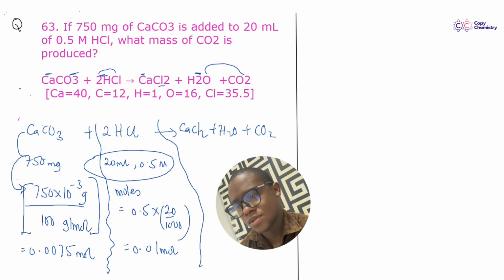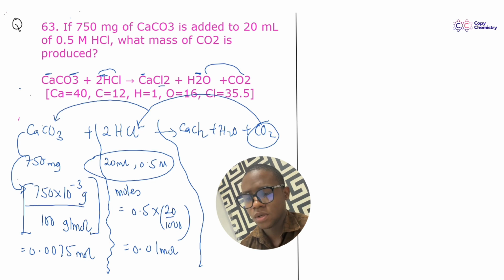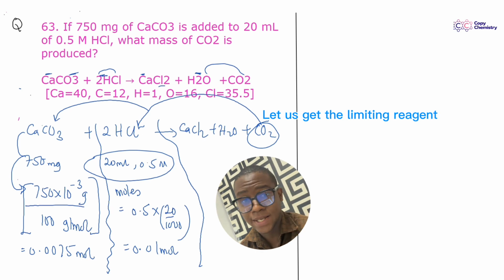This question is asking us to get the mass of CO2 that will be produced. But we have to compare this CO2 with either HCl or the other one. One of them should be right and the other one should be wrong. How do we know? Limiting reagent. Is this all making sense to you now? So, what's the limiting reagent we're dealing with here? Is it CaCO3 or is it HCl?